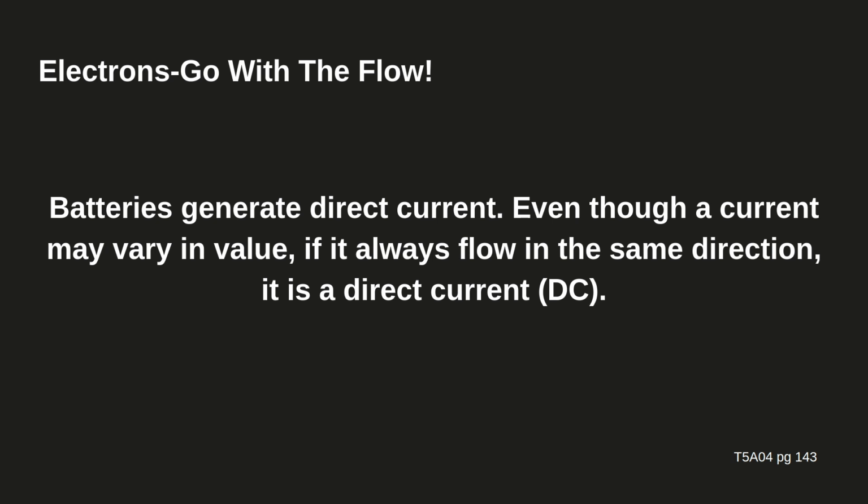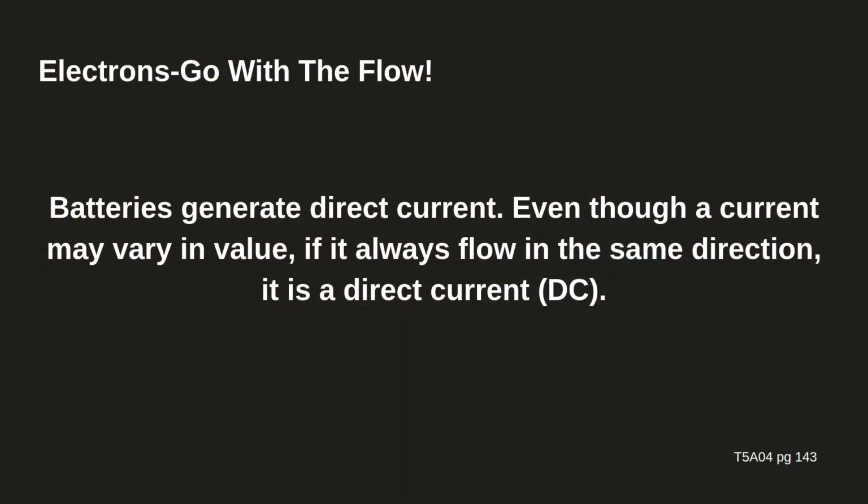The battery. Sometimes we use batteries to help, whether it's at home or when we want to operate outside, like your own little station. If you want to go to the park, you have to have a way of powering up your radio. We can't always rely on solar power because the sun doesn't always come out, so we use batteries. We will be going over some important things about batteries, okay? Batteries generate direct current. Even though a current may vary in value, if it always flows in the same direction, it is direct current, which is DC.